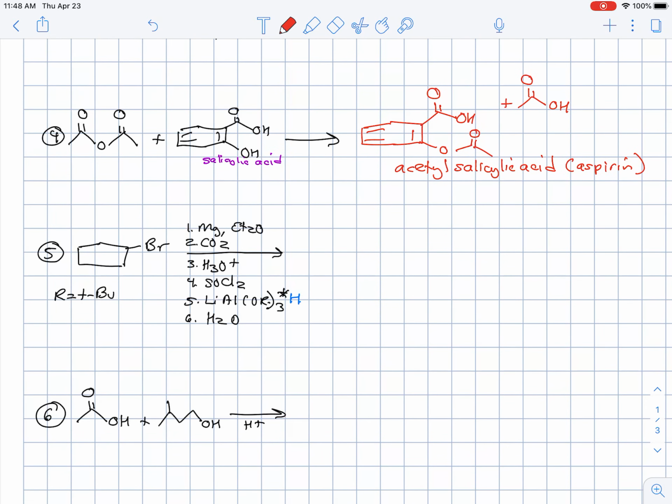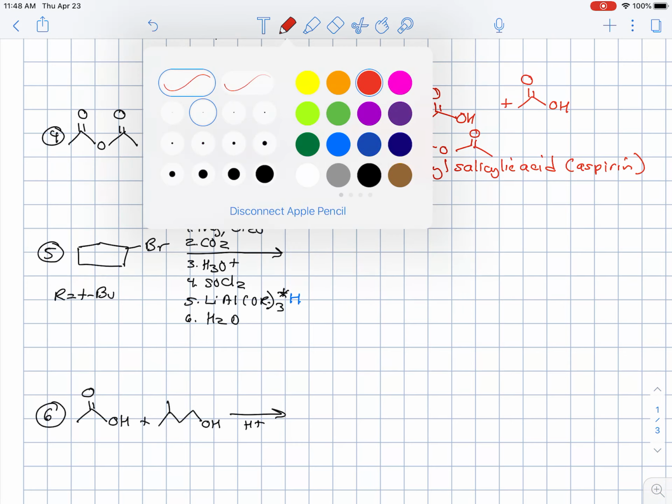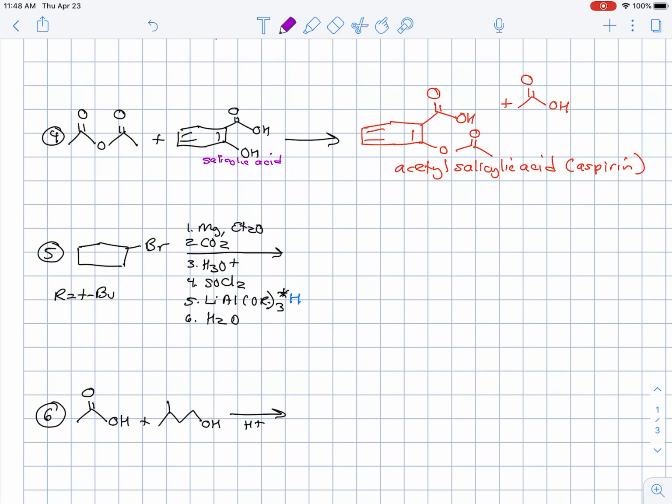So here we have a whole bunch of steps. And this is one of the reactions I mentioned earlier that we're able to stop at an aldehyde ultimately. So looking at the first couple steps, we make a Grignard, we carbonate the Grignard, and we protonate it with acid. So let's write what we get after step 3. So after step 3, we have this carboxylic acid.